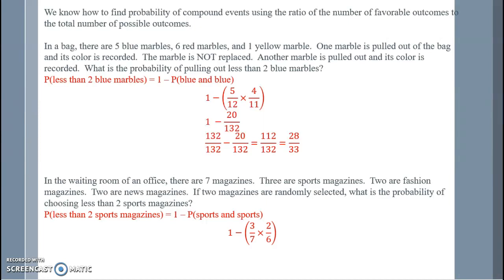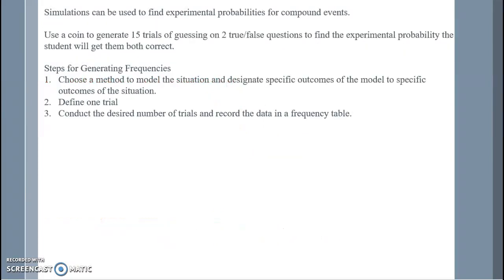So 1 minus 3 out of 7 is sports. If I already take a sports magazine, there are 2 sports left and only 6 magazines to choose from. So 1 minus 6 out of 42, which is the same as 1 minus 1/7, which is the same as 7/7 minus 1/7, so 6/7. We'll pause here.